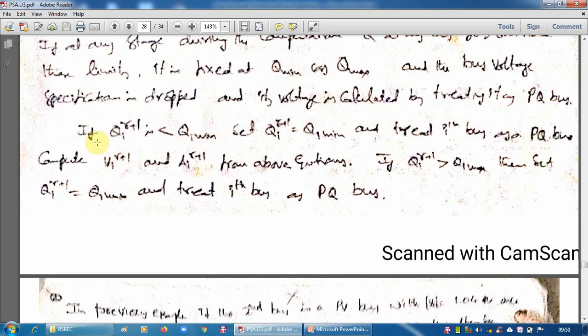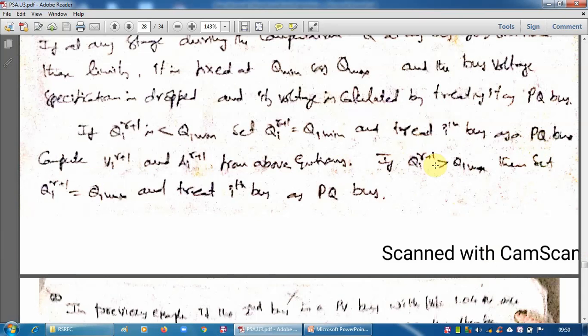If the Q limit is violated like that, then what we have to do is treat that bus, the bus in our hand, as a PQ bus, a load bus. As the limit is violated, it cannot be a generator bus or PV bus. So for that particular iteration, treat that bus as a load bus. If it is treated as a load bus, we have to calculate V and delta by the previous expression.